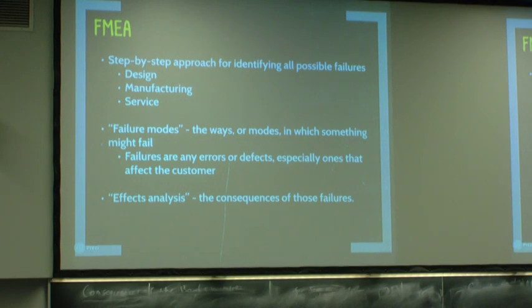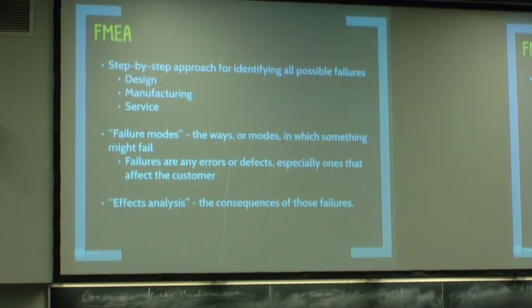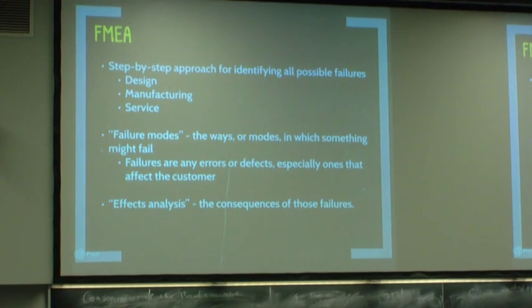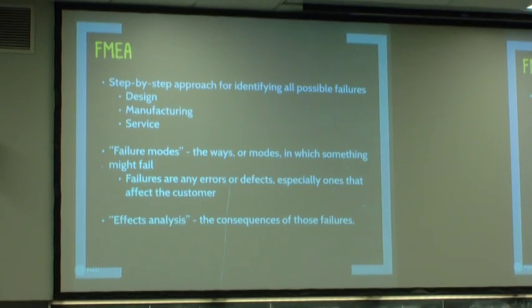So what is an FMEA? Well, it's just simply a step-by-step approach for determining all the risks in your project. And those could be any type of risk. Usually you'll do different FMEAs for different parts of your project. So you would have a design FMEA, which is looking specifically at how this design could fail. And then if you're going to manufacture that product, you would do a process or a manufacturing FMEA, looking at all the ways that you could incorrectly manufacture it. Okay, so you look at a lot of different steps there.